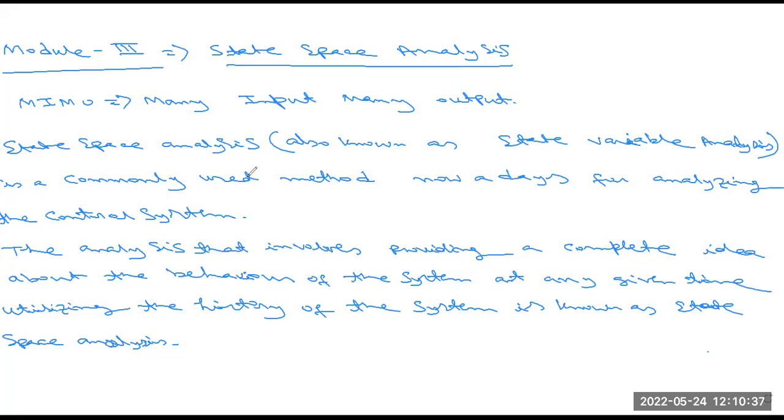So what are the different variables? Here we have to express different terms. What is space? What is state? What is a state variable? What are state vectors? These are the different terms we have to discuss here. First of all, we will discuss what a state is. Let's go to the next page.